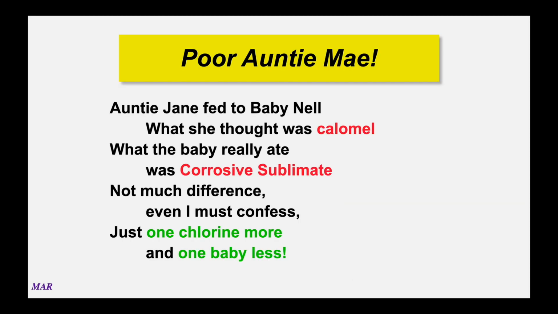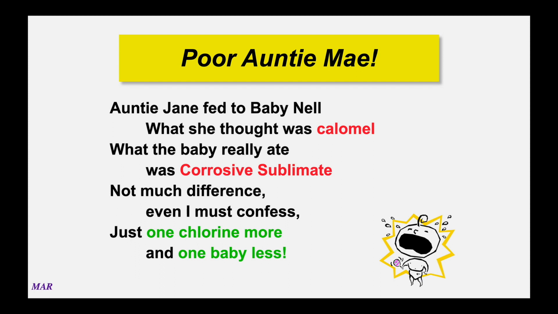But first, a bit of cheesy poetry. I'd like to tell you about poor Auntie May. Auntie Jane led to baby Nell what she thought was calomel. What the baby really ate was corrosive sublimate. Not much difference, even I must confess. Just one chlorine more and one baby less. Oh, sad, poor little baby.